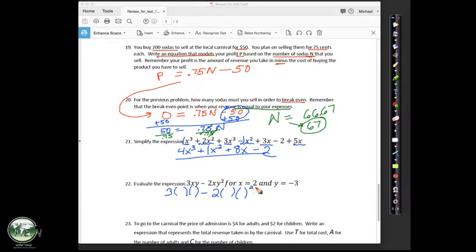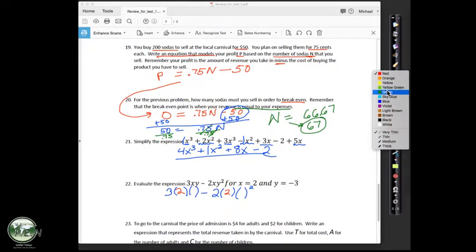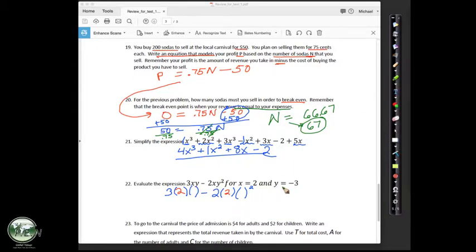Okay, what do I put in for x? 2. So this x is the first one, so I put a 2 in there, and this x goes there, so the 2 goes in there. What do I put in for y? Negative 3. So we'll change to green, showing that it's going to be different. Put a negative 3 here and a negative 3 here. And now it's all numbers.